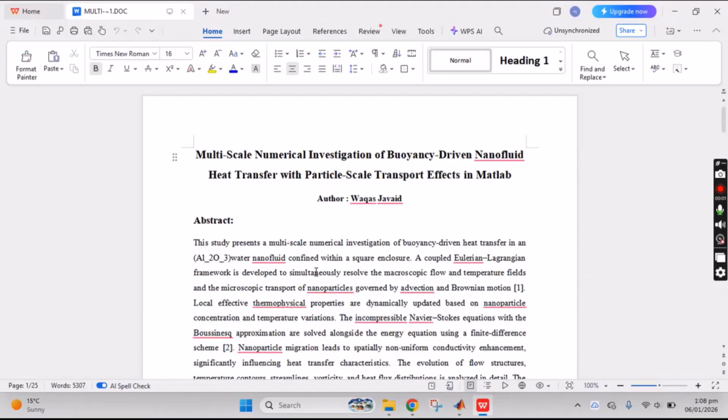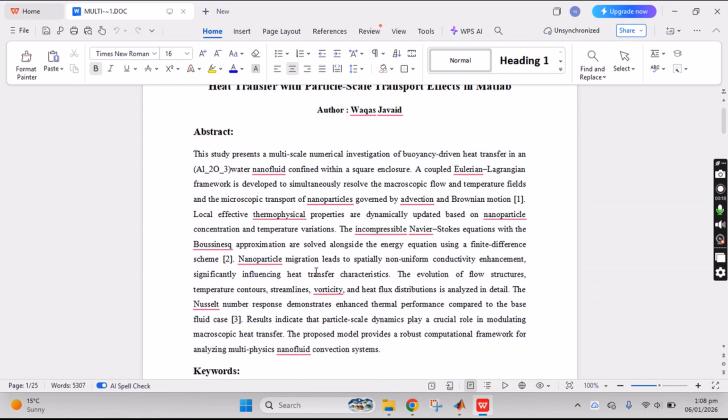So this article is related to multiscale numerical investigation of buoyancy-driven nanofluid heat transfer with practical particle scale transport effects in MATLAB. So here is basically the study of multiscale numerical investigation of buoyancy-driven heat transfer in an Al2O3-water nanofluid confined within a square enclosure as well.